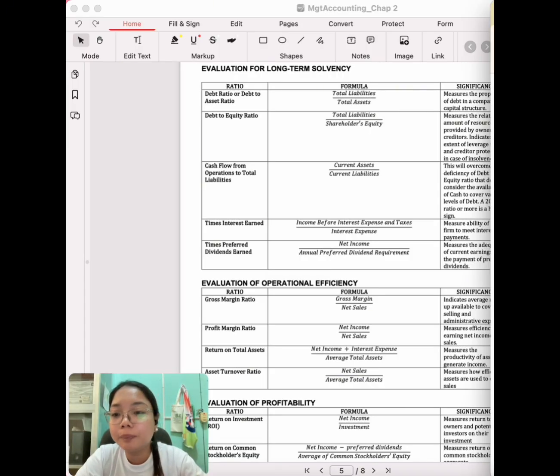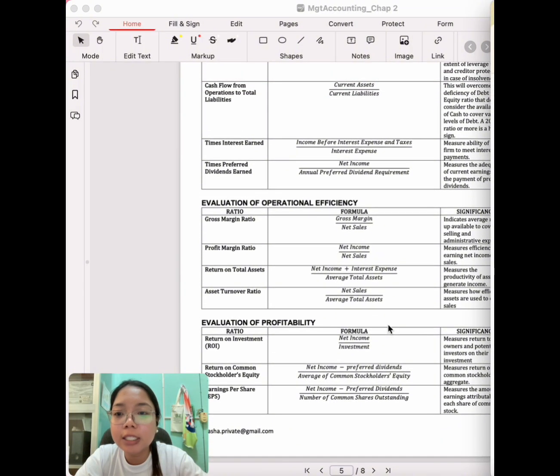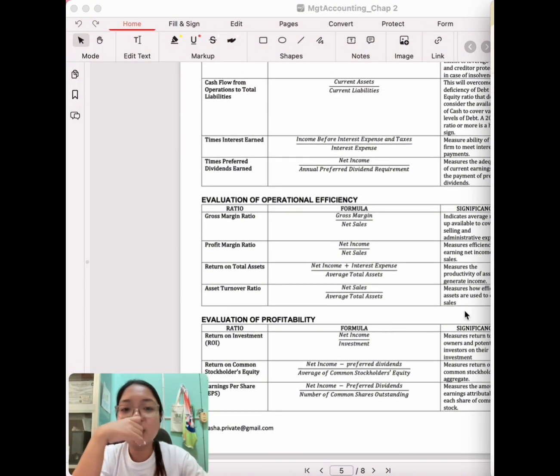Next is, saan na tayo? Operational efficiency. Ayan. So, sa operational efficiency, meron tayong 4 dyan na ratio. So, operational efficiency is about how well the company uses its resources to generate income. Hindi lang sapat na maraming assets yung isang company. Ang question dyan is, are these assets being used effectively? So, we have several ratios under this category.